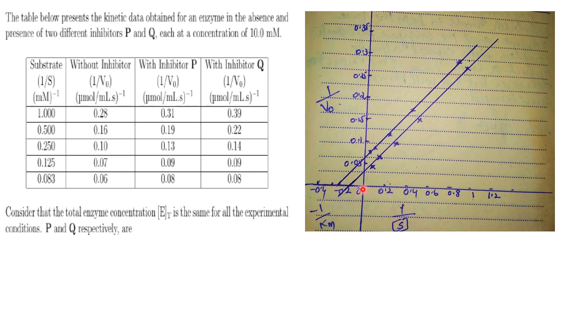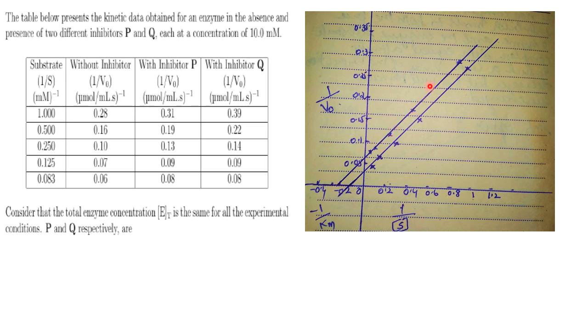So 1 by S, 1 by V0. This is the graph for 1 by S, 1 by V0. This is only a rough sketch based on the values that have been given. Now the next graph is for 1 by S, 1 by V0 in case of inhibitor P. This is the line for inhibitor P.